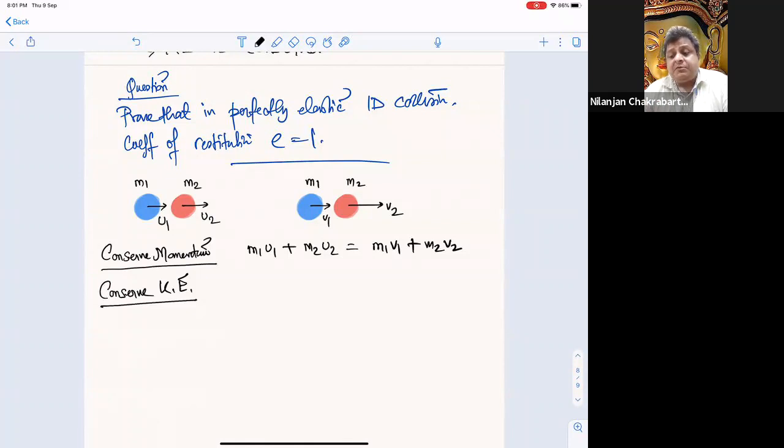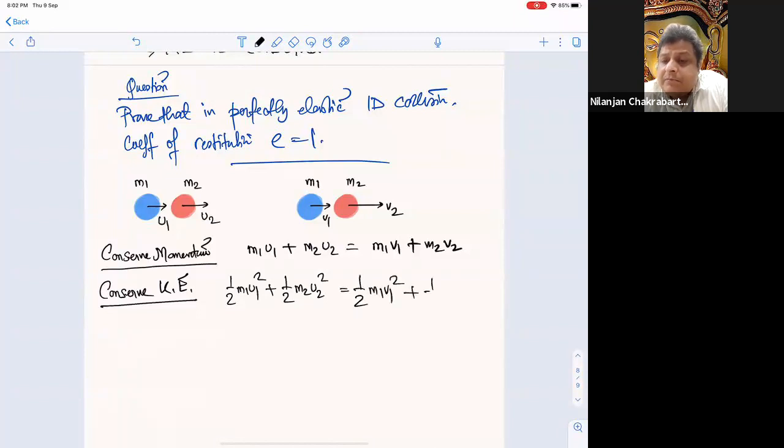So when these bodies collide, it may happen that the bodies deform, but not in this case. For this elastic collision, you conserve kinetic energy. That means nothing is stored as potential energy, that bodies do not deform or they deform and get back their shape. Okay. So conserve kinetic energy. So it's half m1 u1 square plus half m2 u2 square is equal to half m1 v1 square plus half m2 v2 square.